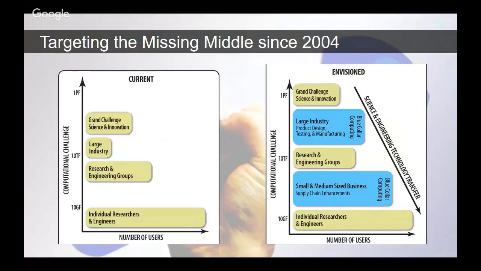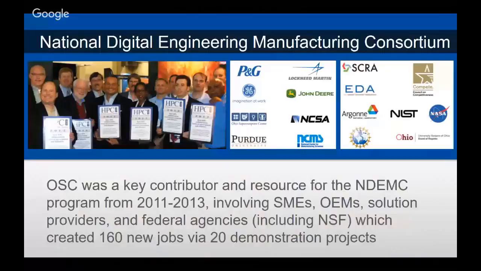And OSC at some point shortly thereafter branded our program for industrial engagement as Blue Collar Computing. The idea being that it's supercomputing for the rest of us, for that missing middle. So we had a variety of programs and projects under that Blue Collar Computing moniker that then, around 2011 or so, culminated in a national public-private partnership called NDEMC, the National Digital Engineering and Manufacturing Consortium.